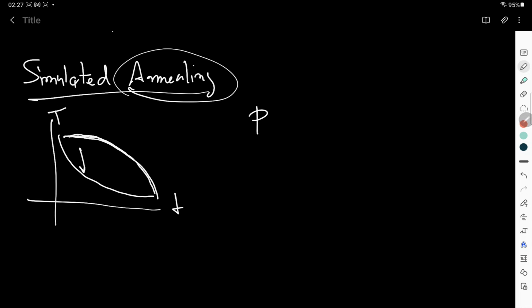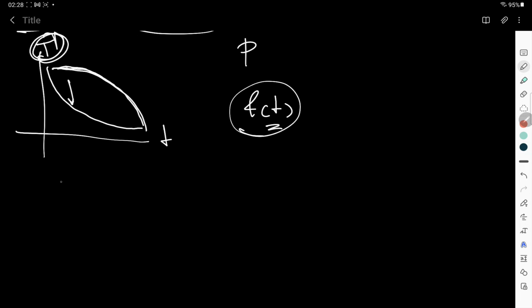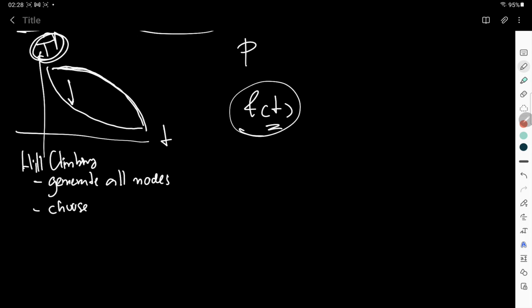So you will have the function of T, to get the T from f(t). In this case, T is the temperature. The difference from hill climbing is this: from the current node, in hill climbing, you have to generate all nodes from the current one, right? And then you have to choose the best one.